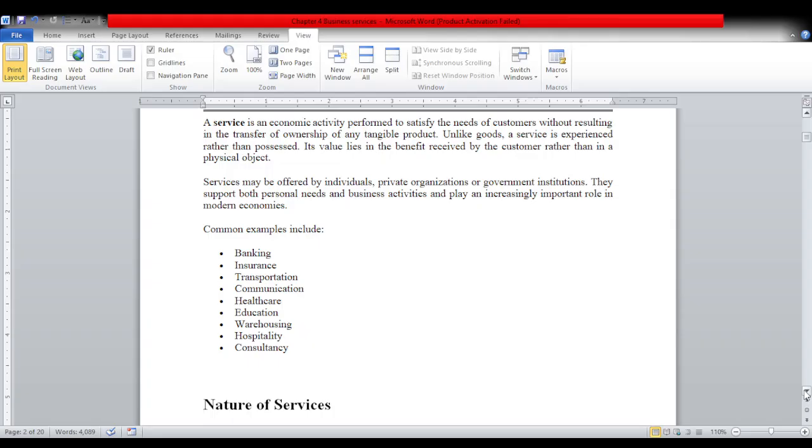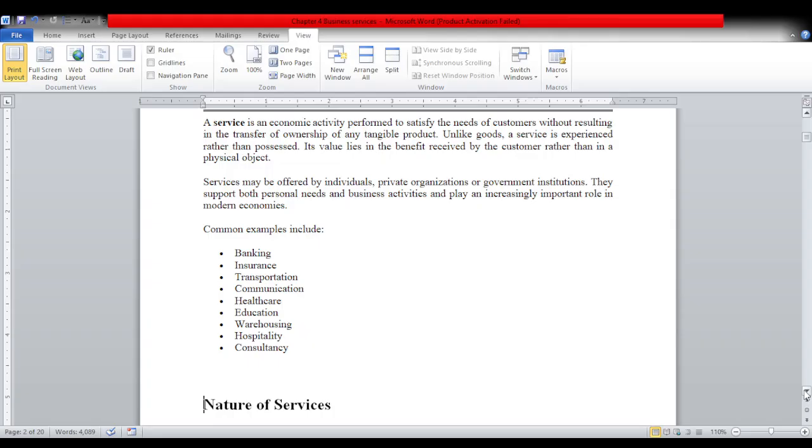Whether you are in a saloon, you are using different products available over there, in terms of a shampoo or any other items related with the saloon and its services. So, unlike a good, a service is experienced rather than possessed. Its value lies in the benefit received by the customer rather than in a physical object. Service may be offered by individuals, private organizations, and government institutions. They support both personal needs and business activities that play an increasingly important role in modern economies.